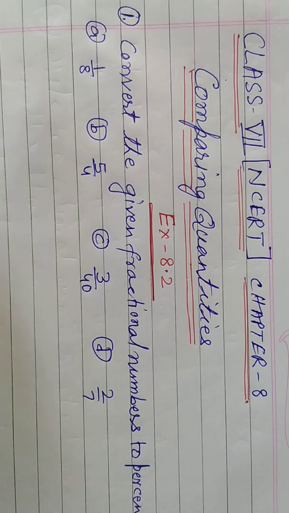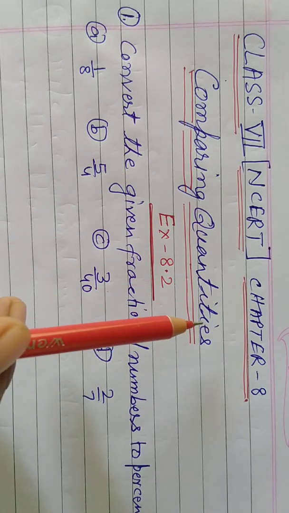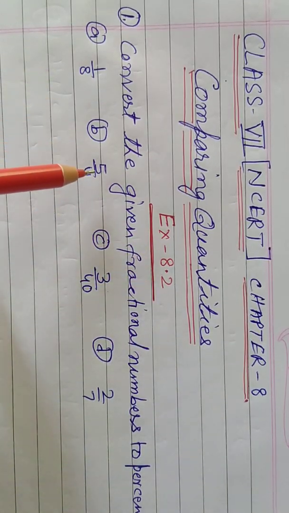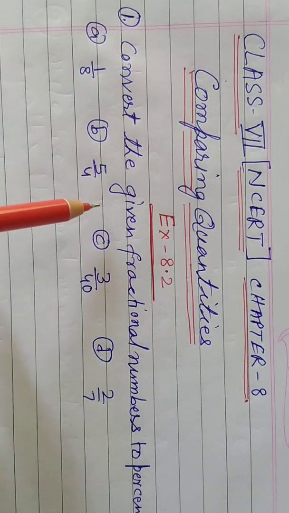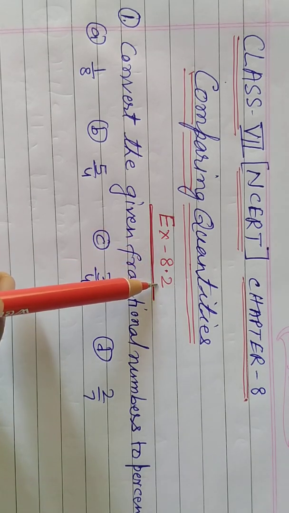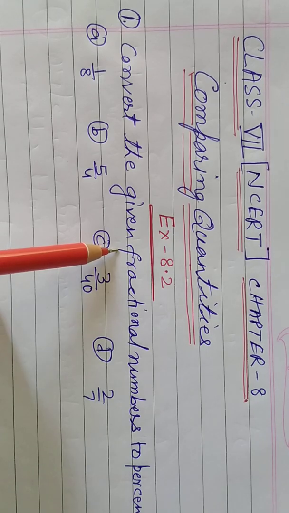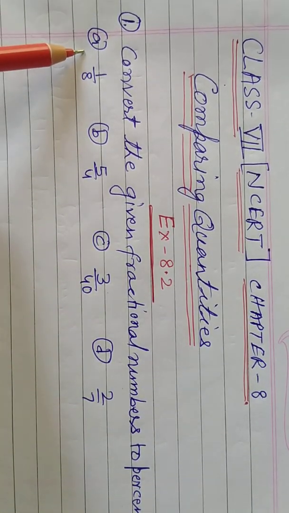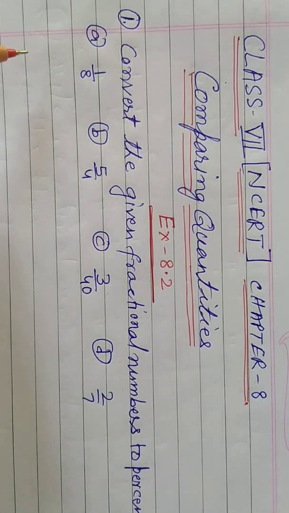Today's topic is comparing quantities, chapter 8, exercise 8.2. Last class I explained exercise 8.1. In this class today I am going to explain exercise 8.2. Question number 1. Convert the given fractional numbers to percent. There are 4 questions here. One by one I am going to solve them.